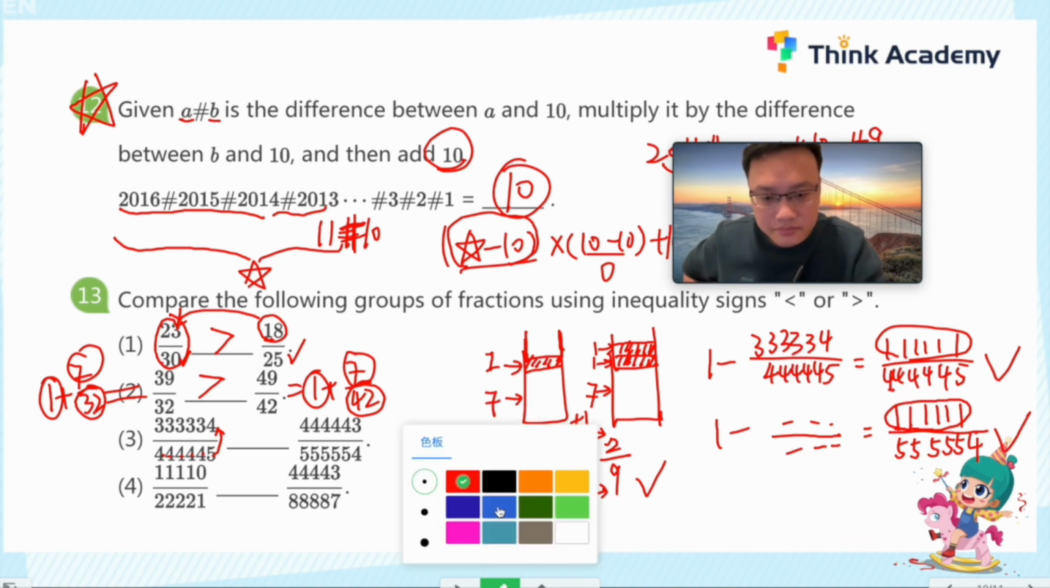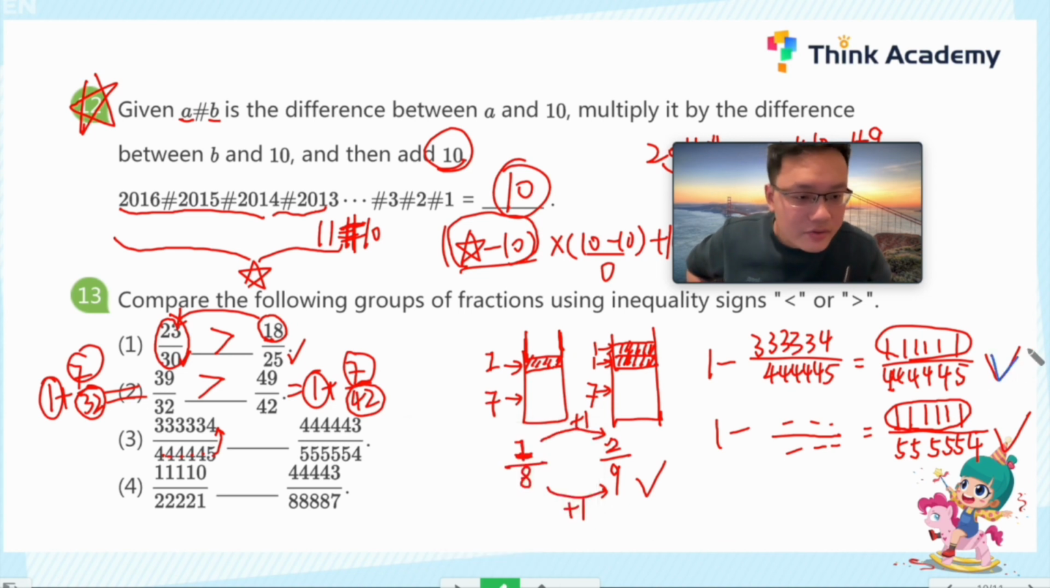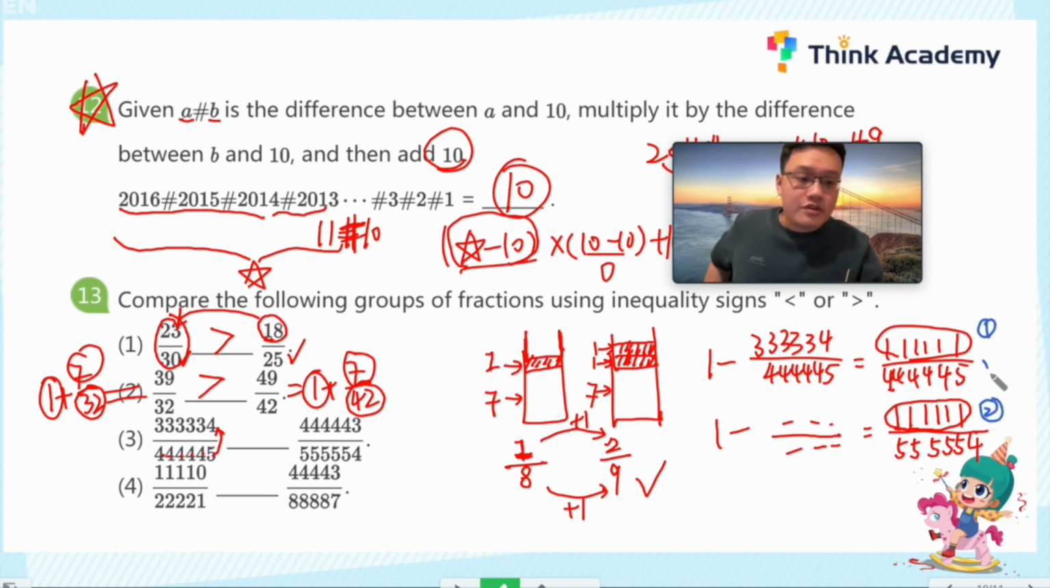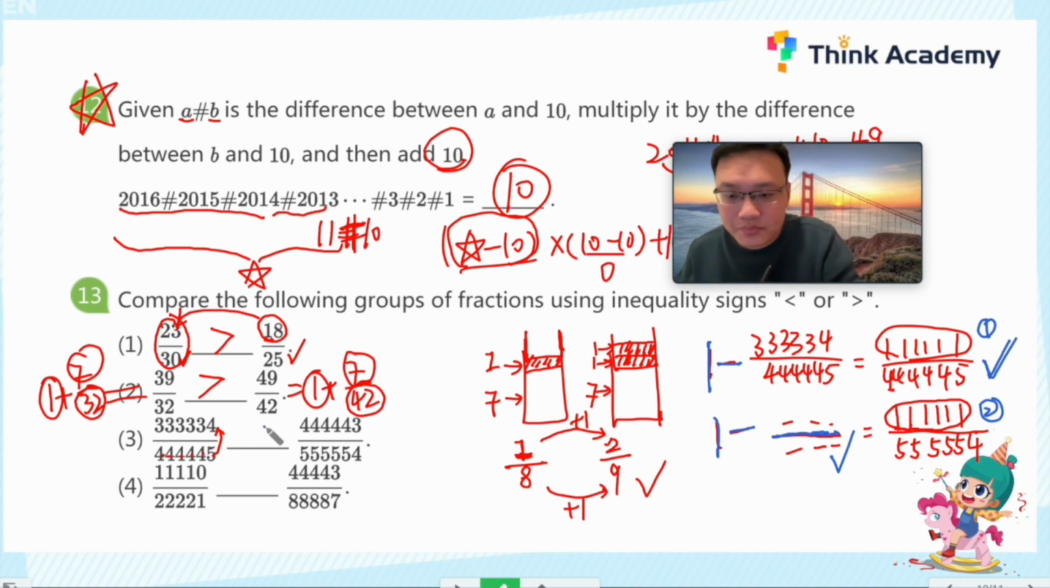So that means as for these two fractions, let me change the color. As for these two fractions, 1 and 2, which one is larger? Of course, the first one is larger, right? The first one is larger. And you both use 1 to take away the original fraction, and you see the remaining, this one's larger, which means the original fraction, this one's larger, so this one's larger.